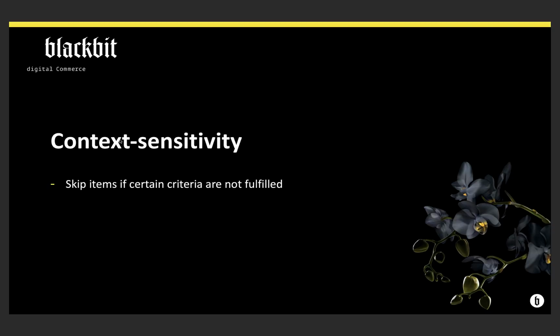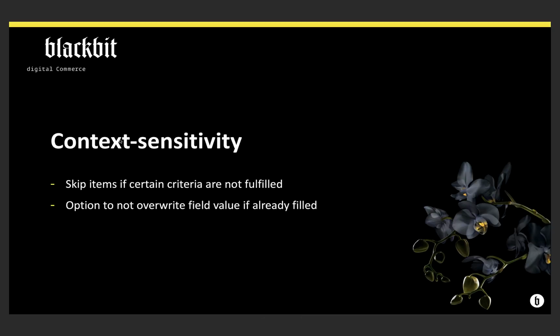But also in the list of features, the data director differs from most plugins. For example, there is context sensitivity. You can skip items if certain criteria are not fulfilled. This means, for example, when you have a folder with all your images inside and you want to import the image files to your Pimcore, then you can skip images whose resolution is not high enough, so does not fulfill your quality criteria, or if the color space of the image is not RGB, for example.